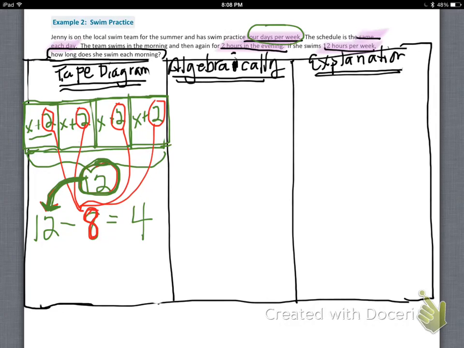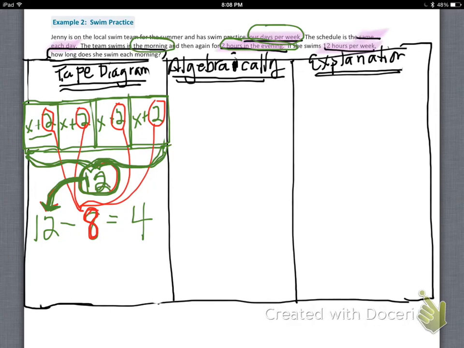Now my 2, of course, came from the evening. All right, so 2 hours each evening. So each day I'm going to have that 2. But I have to add in all the mornings, because she swims the same amount each day. So I used x as my unknown. So I had x plus 2, x plus 2, x plus 2, x plus 2, each day. So what I needed to do then, I knew that the entire time that she swam was 12 hours.